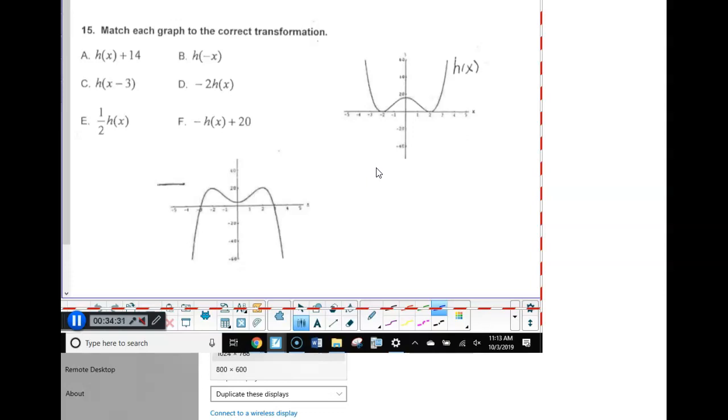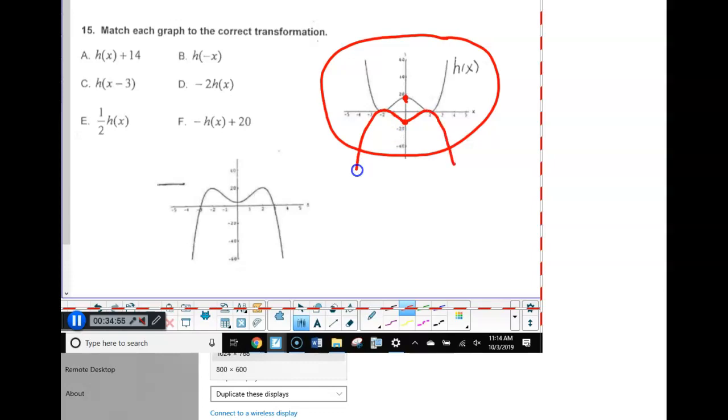Okay, so this is the parent up here. These are all the options. What happened? I wanted to say it was just upside down, but I don't think that's true. Because if I switch that point upside down, it would be down here. Okay, it would look like this. So it's also been shifted up. So what's upside down and up? Some kind of adding on the back. So F.